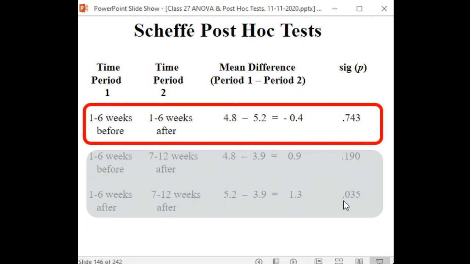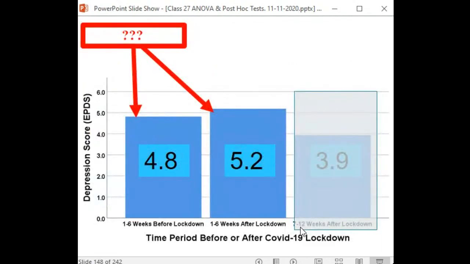Over here on the left, in the yellow box, we can see the 2 groups that are being compared. On the left, it says 1 to 6 weeks before, and on the right, it says 1 to 6 weeks after. So in this row, the 2 groups being compared are the pregnant women who were measured 1 to 6 weeks before the COVID lockdown, and the pregnant women who were measured 1 to 6 weeks after the COVID lockdown.